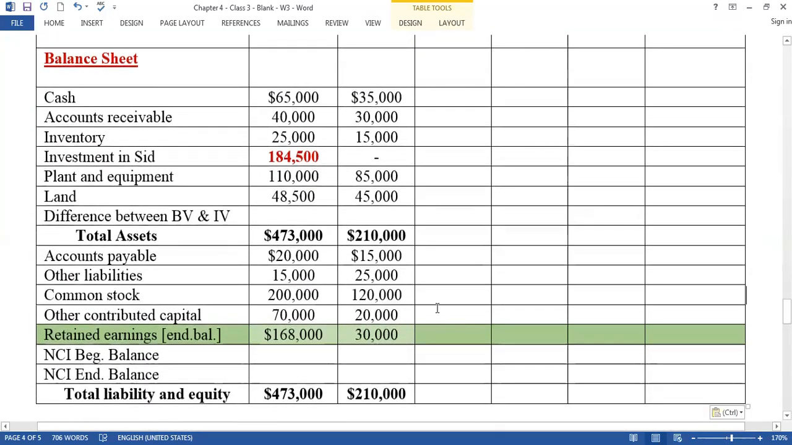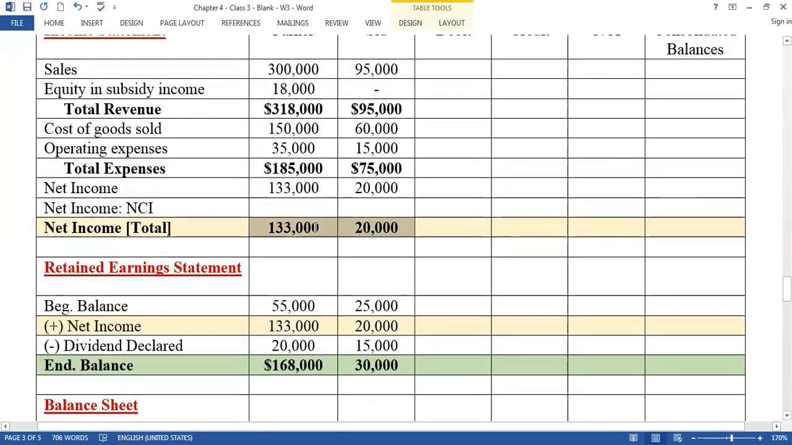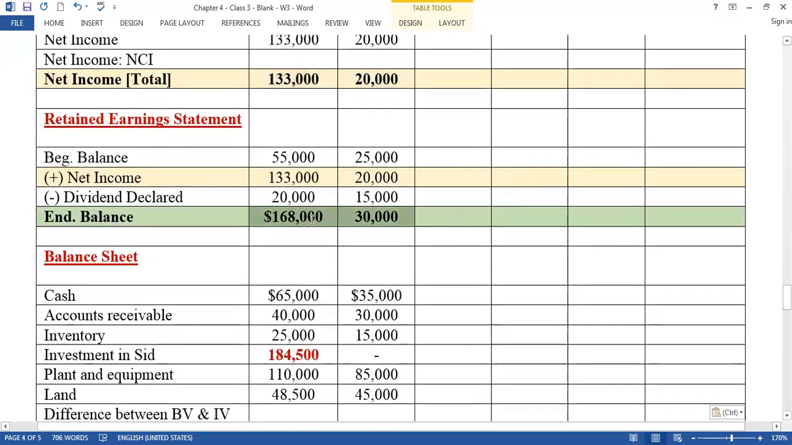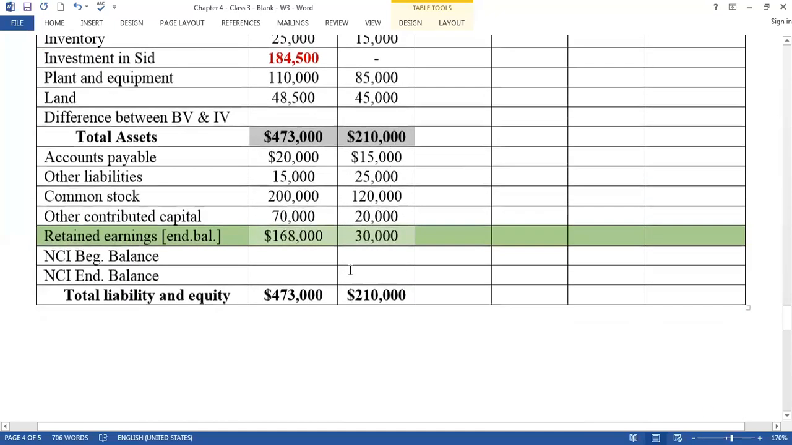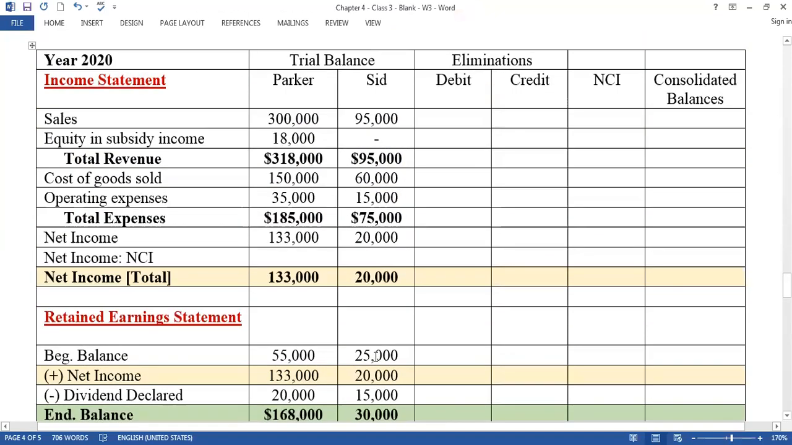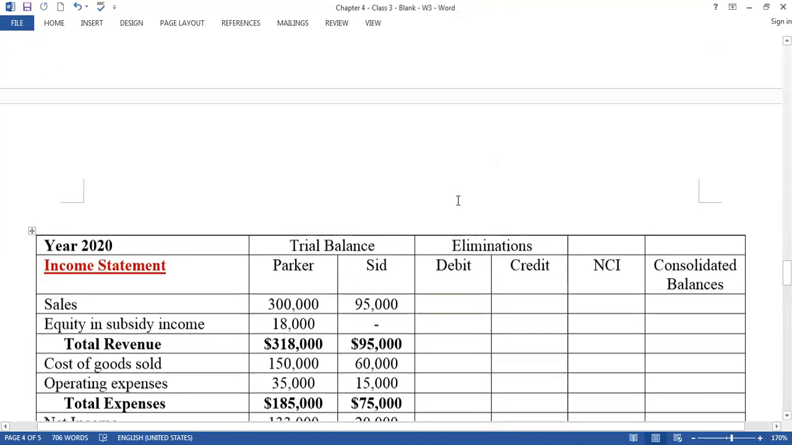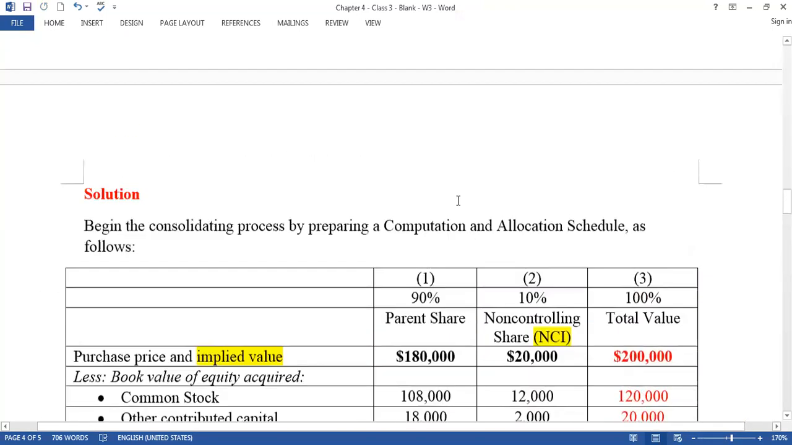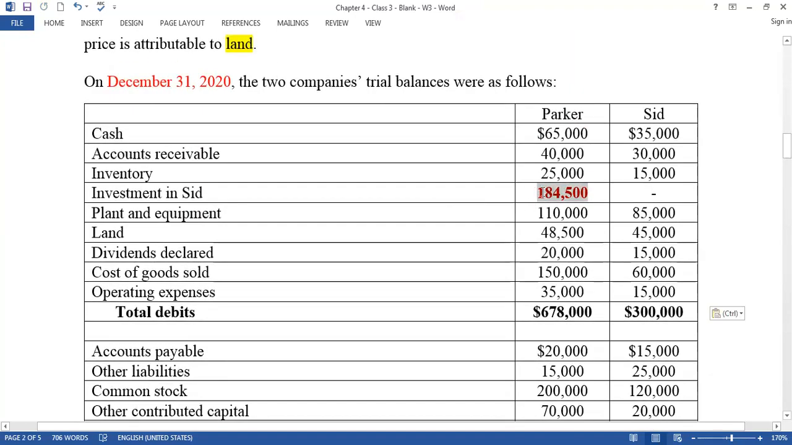So we are done with our trial balance part. We calculate net income. Okay. We calculate retained earnings ending balance. We calculate our total assets. Okay, this is the total liabilities and equity. So we are done with this part. Now, as it is the equity method, your first elimination entries should be related with this account.